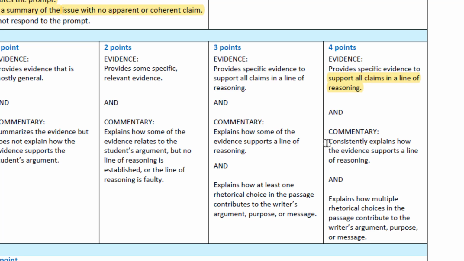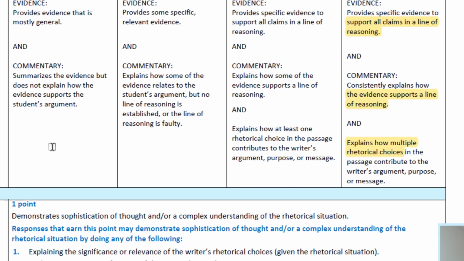Then commentary is critical. Okay, commentary is critical, and then also make sure that you are explaining multiple rhetorical choices, not just one, multiple ones. And I'm going to go through some examples of what it means here when it talks about rhetorical choices.